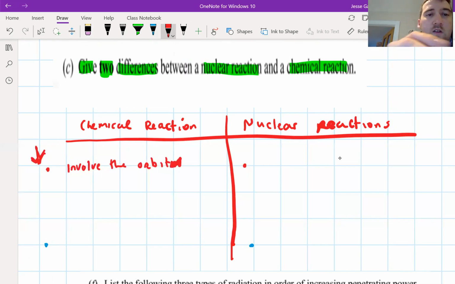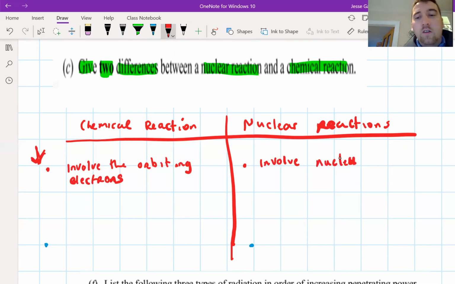Orbiting electrons. These are the things that interact with each other in chemical reactions, whereas nuclear reactions involve the nucleus. They involve the protons and the neutrons. Very different type of reaction, involving the nucleus. All right, which one of these creates new elements? Pause the video and include that if you did not already.